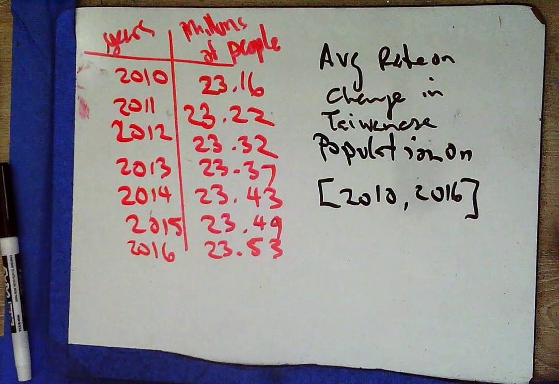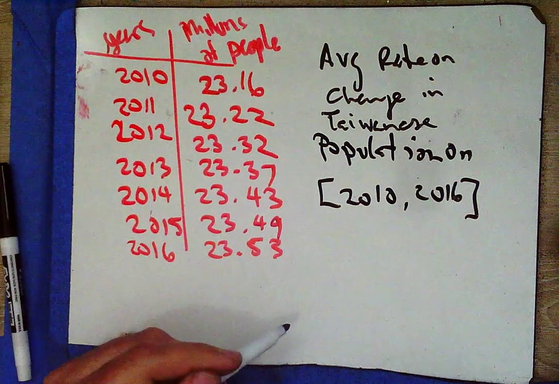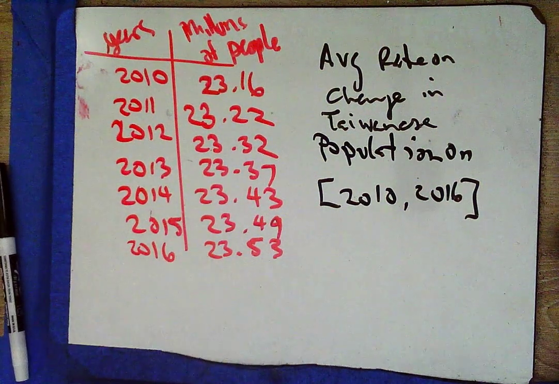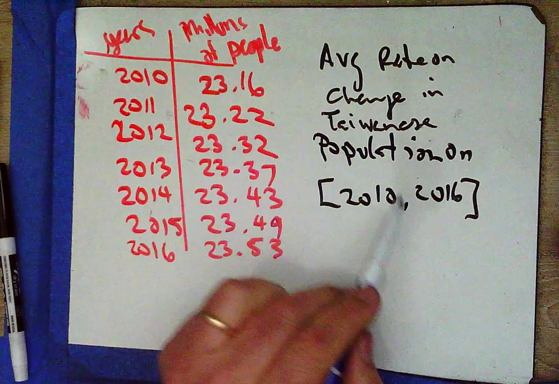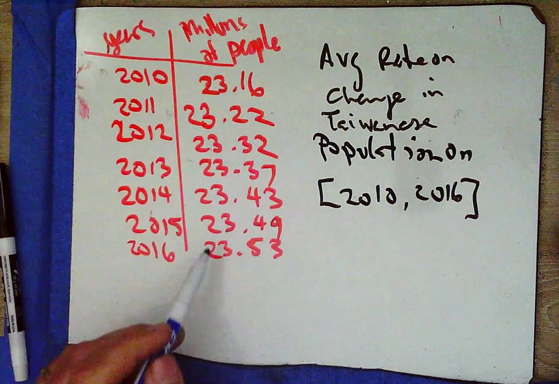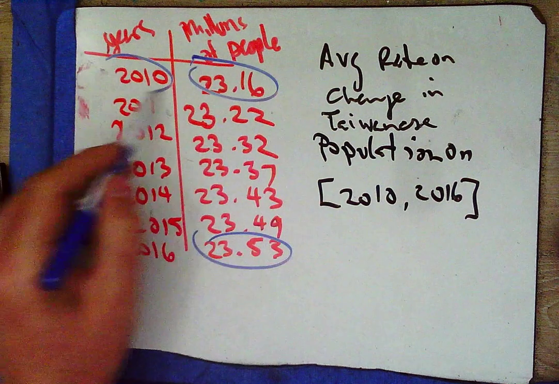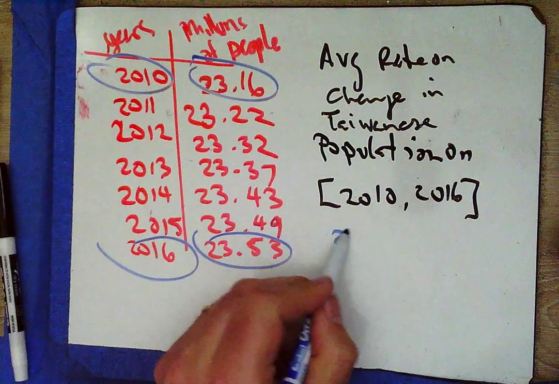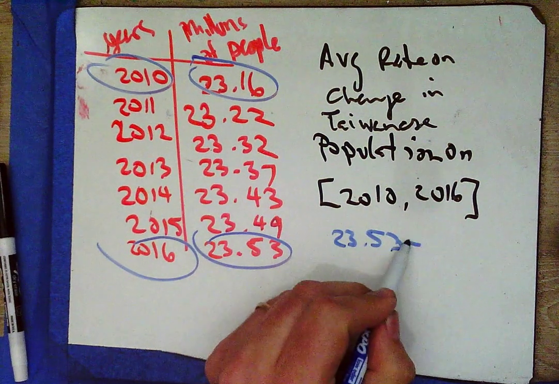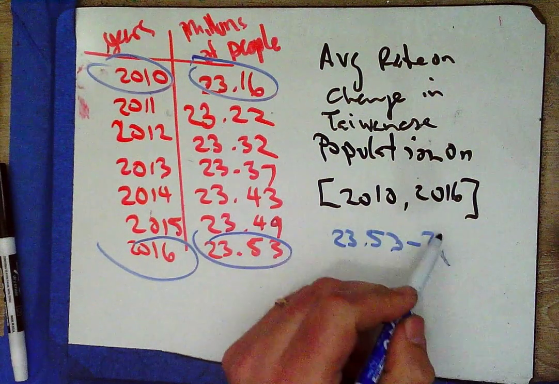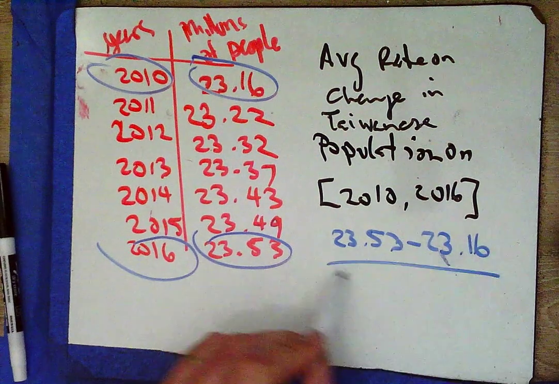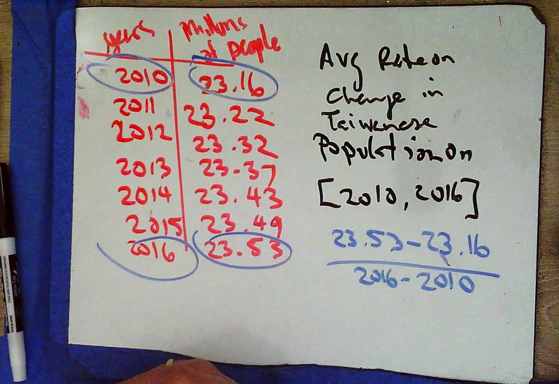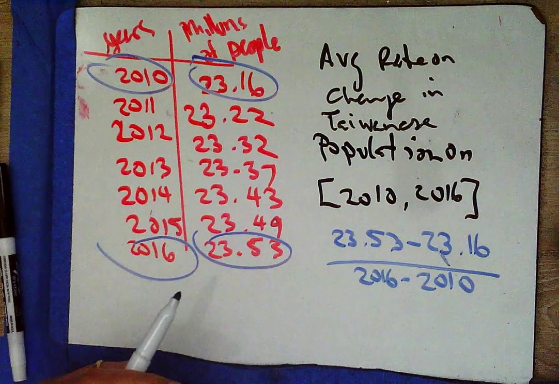Well, I hope you didn't find this one too difficult. If you haven't tried it, give it a try now. Pause the video and come back. But I know that average rate of change is slope with units. And so I'm going to be using these pieces of information to find my slope with units. 23.53 minus 23.16 over 2016 minus 2010. So what do I get? 53 minus 16.